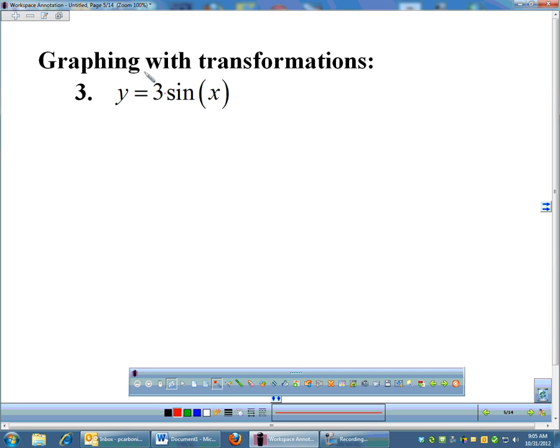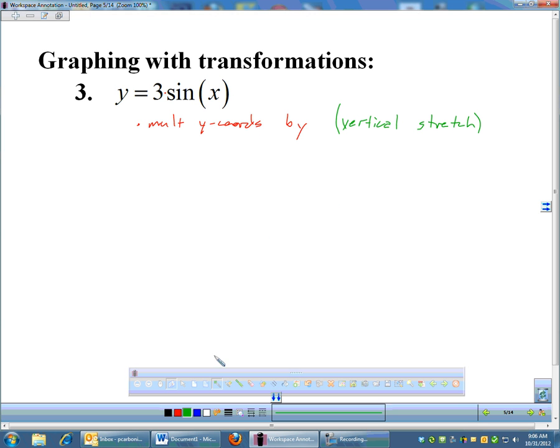So if you remember your transformations, if it's 3 times on the outside of the function, we're going to multiply our y coordinates by 3. Some of you, if you have a different teacher, your teacher may call that a vertical stretch by a factor of 3. That is always confusing to me. I do multiply the y coordinates by 3. Some of y'all out there in other places may hear it as a vertical stretch. So we're going to start with y equals sine x.